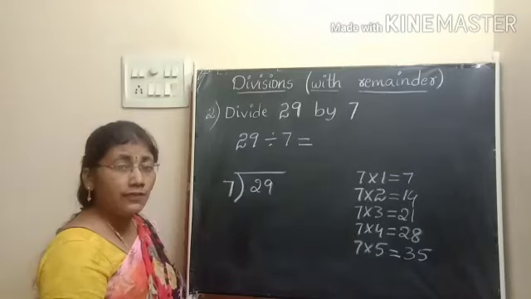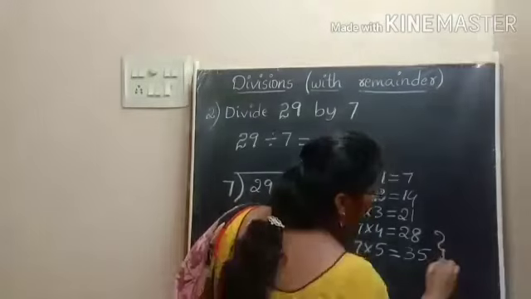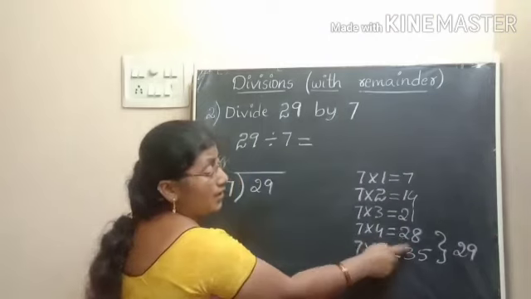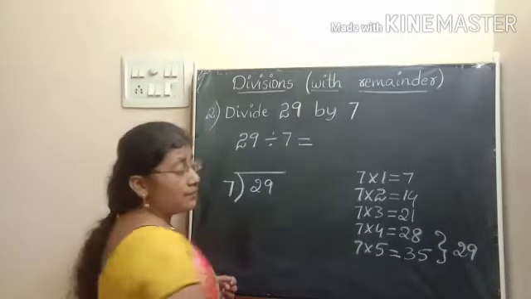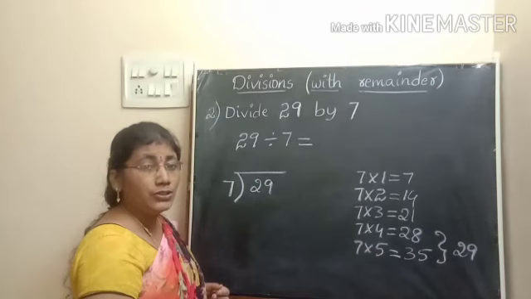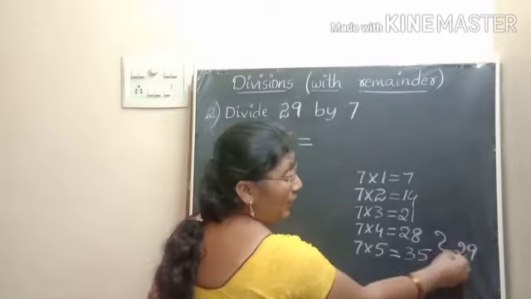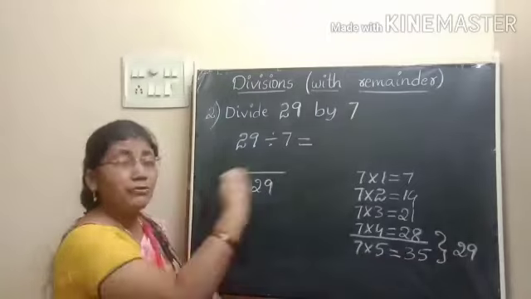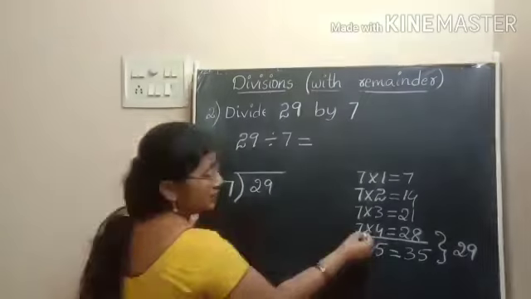But 29 is in between these two numbers. In this situation, we should take the number which is less than the required number. We require 29, so we should take 28. We should take the before number. So we should take this step.